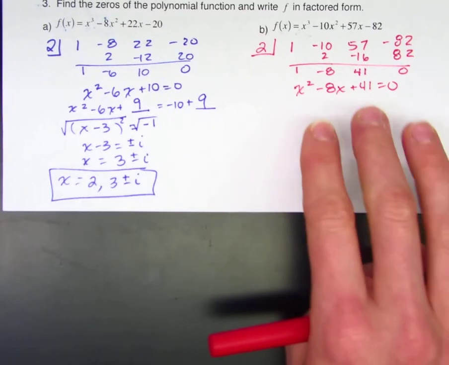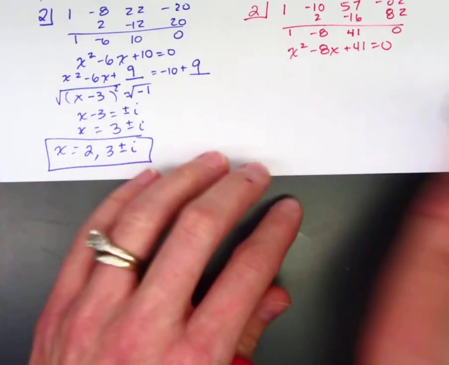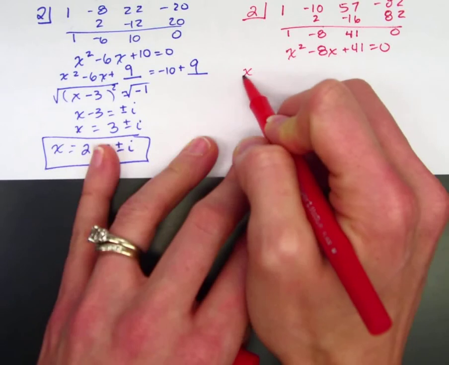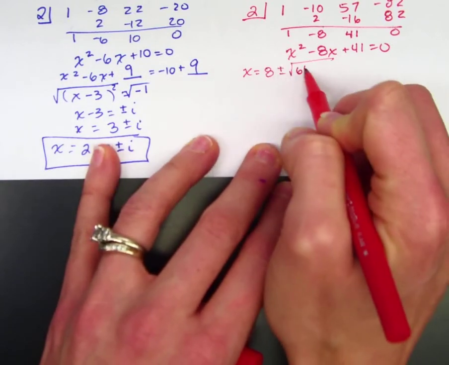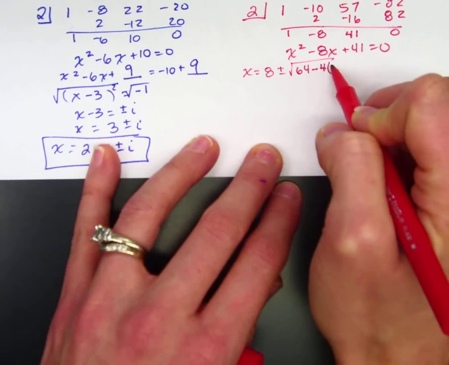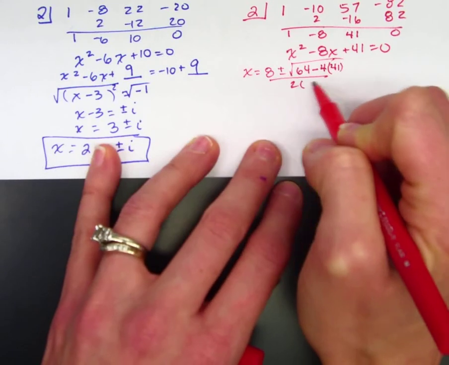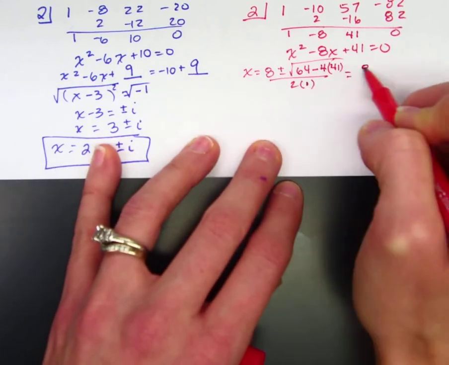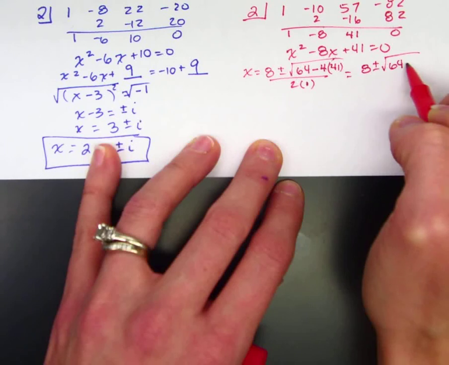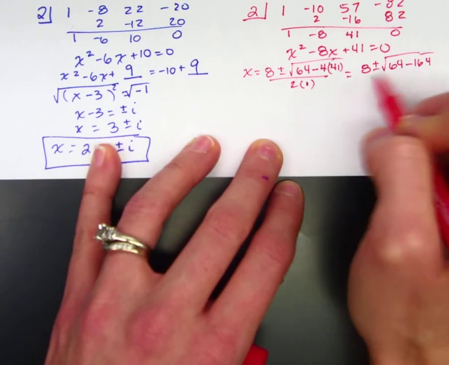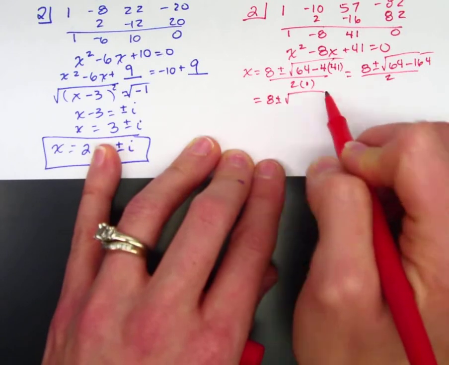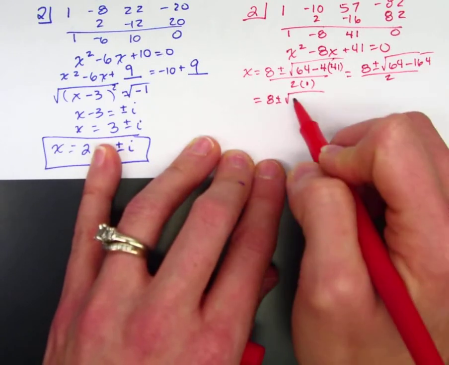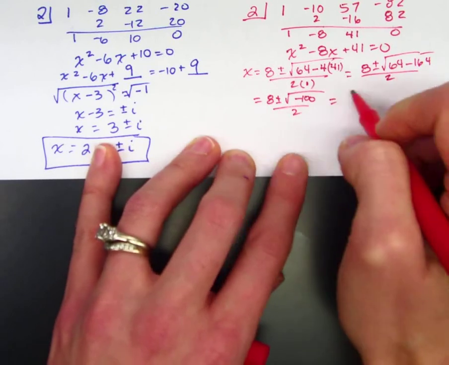So again, my preference is to complete the square, but some of you really like to use the quadratic formula. So we have x equals the opposite of b plus or minus the square root of b squared minus 4 times a times c. A is 1, so I'm only going to put c here, all over 2 times a, which is 1. So we have 8 plus or minus root 64 minus 164, all over 2. So that is 8 plus or minus root negative 100 over 2.